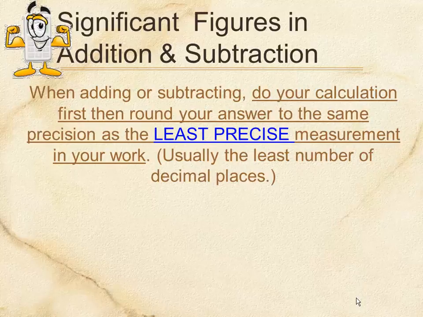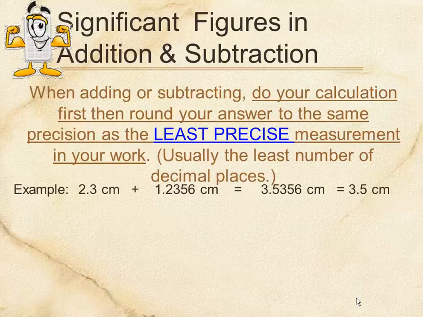Alright, so what about adding and subtracting? So when you're doing a calculation, you need to round your answer to the least precise measurement. So basically, how many decimal spots you have. You always want to go to the least number.